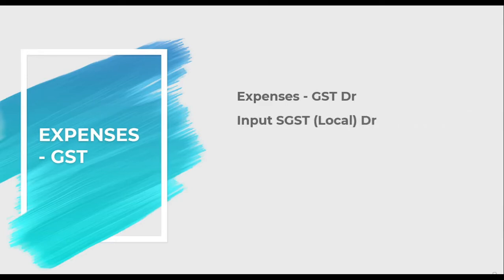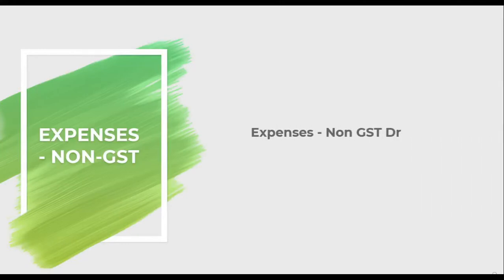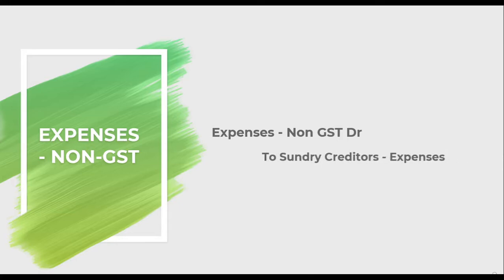So how can we do the different entries? It's pretty simple. Expenses with GST: debit to input GST if local. If you are getting those services or goods locally, use input CGST and SGST; if interstate, then you can use the input IGST, and credit sundry creditors for expenses. And next will be expenses without GST. This is again pretty simple. Just debit expense non-GST and credit sundry creditors for expenses.